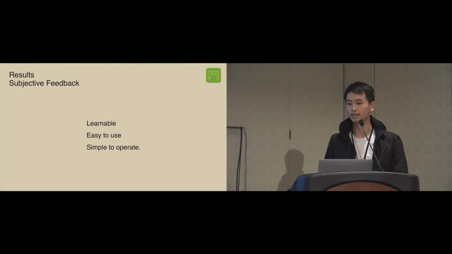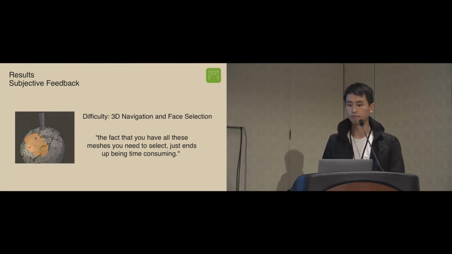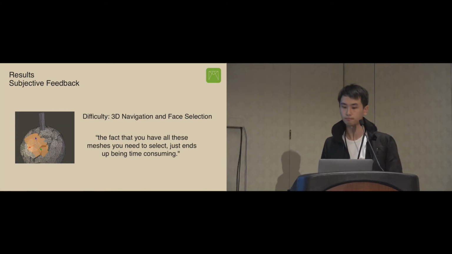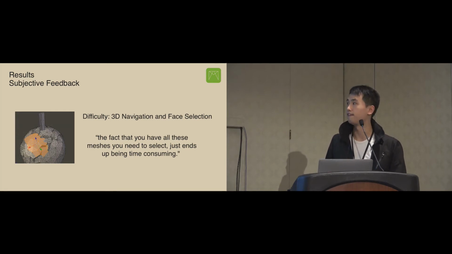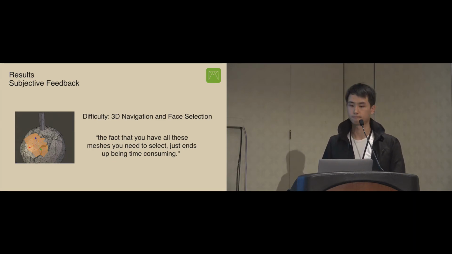During the interview, participants expressed that Markit was learnable, easy to use, and simple to operate. However, some of them also mentioned that they had some difficulty in 3D navigation and face selection. For example, to annotate a continent on a globe model, a maker needs to select all triangular faces, as you can see from this image. One participant said, the fact that you have all these faces to select just ends up being time-consuming.